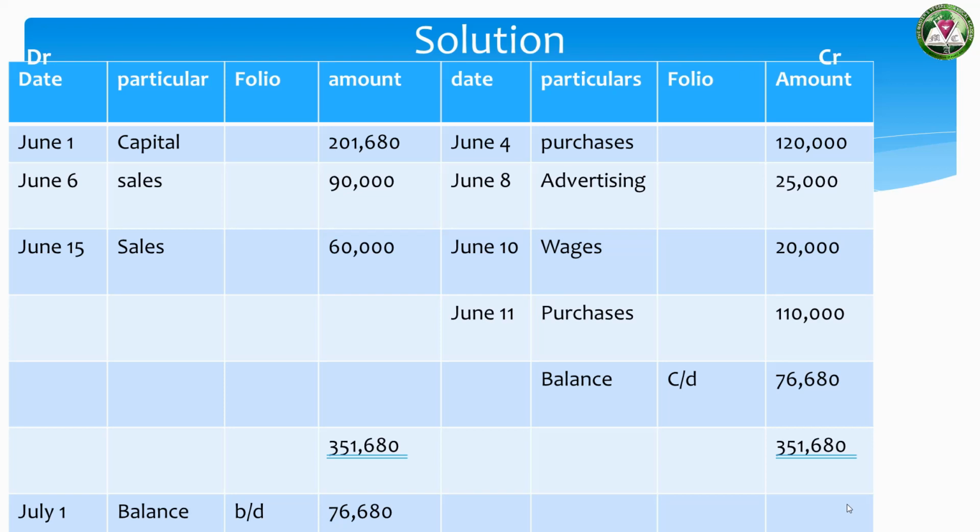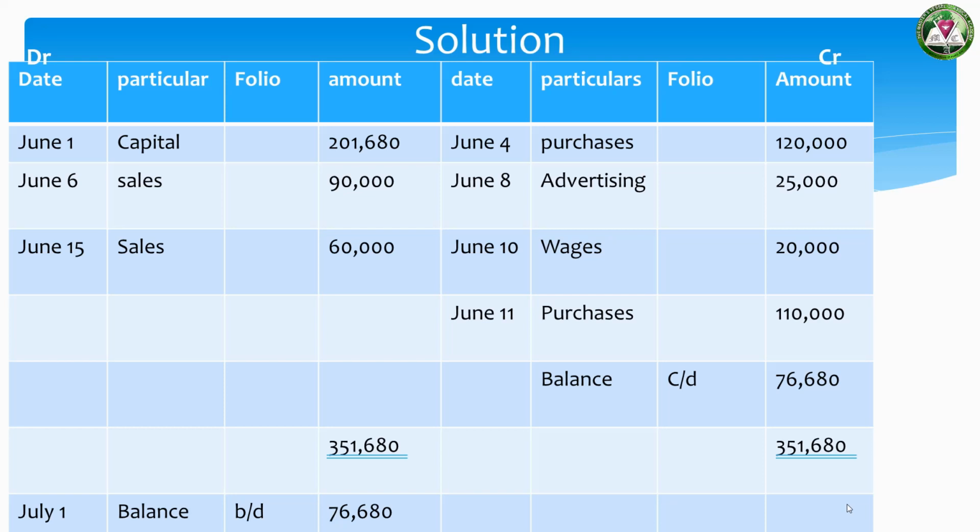Then the next date is June 8. Paid for advertising. Is it a debit entry or a credit entry? Okay, it's a credit entry. You write advertising, go to the amount column and write 25,000 naira. The next transaction is what?